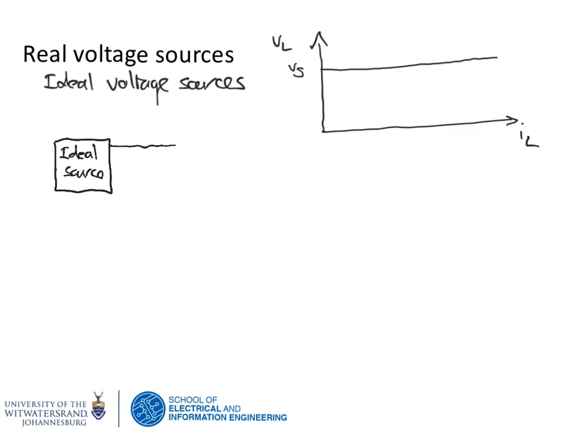connected to a load, and the current flowing from the source to the load is IL, and the voltage drop across the load is VL. With a real source, though, the more load current the load draws, the less voltage appears across the load. And let's call this voltage difference delta V.